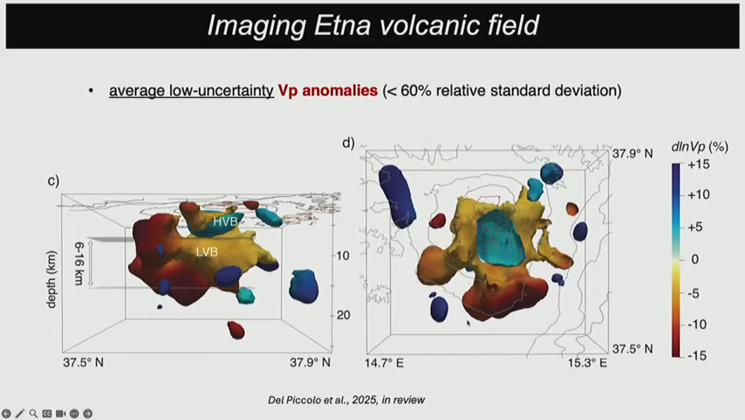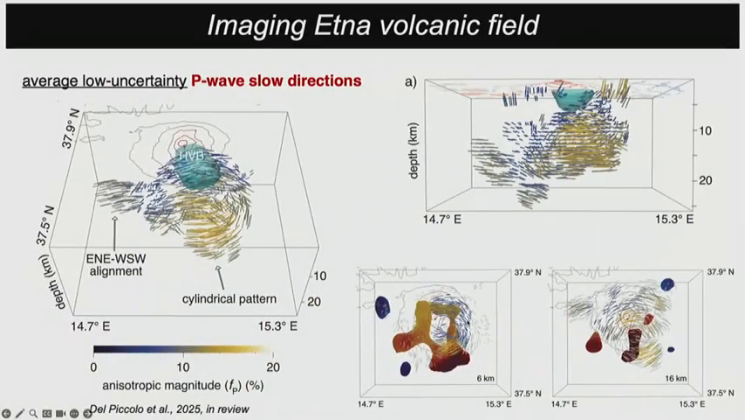The other interesting thing here is when we look at the P wave slow directions. What we are plotting here are the directions of slowest P wave propagation, and you can see that below the high velocity body there is this cylindrical alignment of the P wave slow directions, and this cylindrical alignment goes down from 6 to about 16 or 20 kilometer depth. You can see also here in cross sections at 6 and 16 kilometers, the pattern is circular, and then here in the northwest quadrant becomes more oriented in this way.